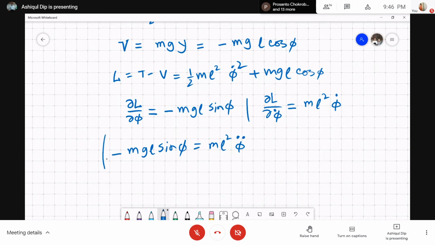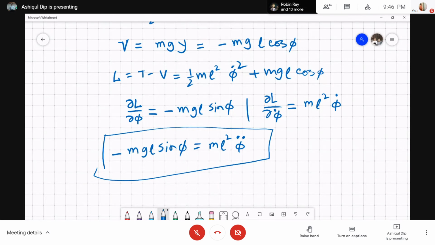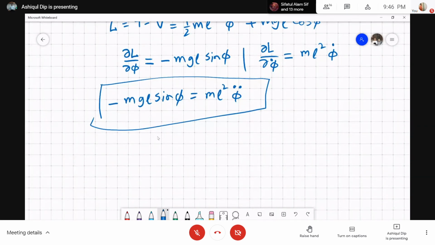So we all know this is our equation of the pendulum, right? We can cancel out this L and m. So we end up with a more familiar form, that is phi double dot plus g over L sine phi equals 0. This is the more known form. Okay, so we got our equation of motion, the differential equation of motion.